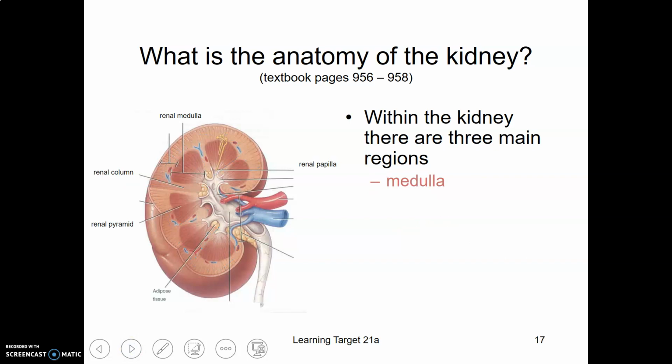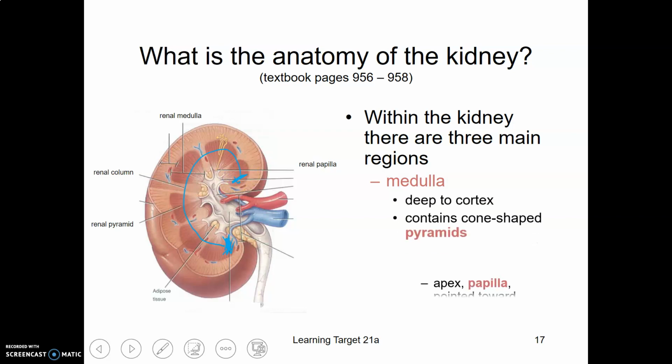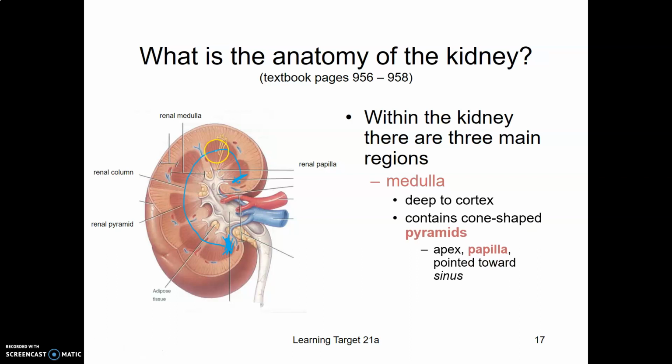Now we have the medulla, which is essentially this darker portion on the inside. Go like this to this. The medulla is made up then of pyramids. Within the pyramids, we have the apex, and that's going to collect the urine that is formed inside that guy.